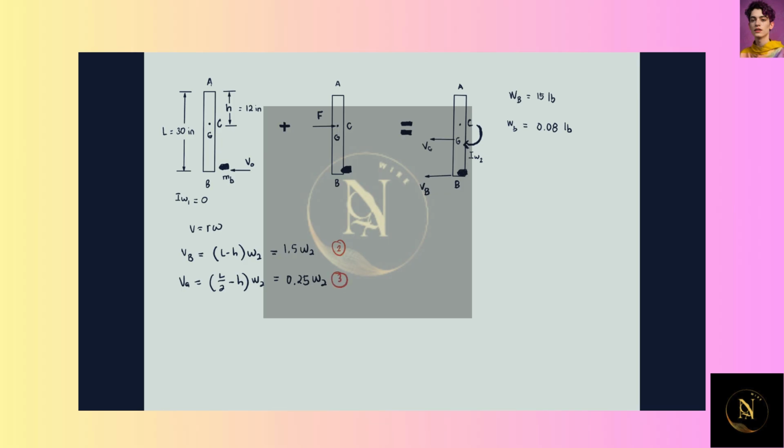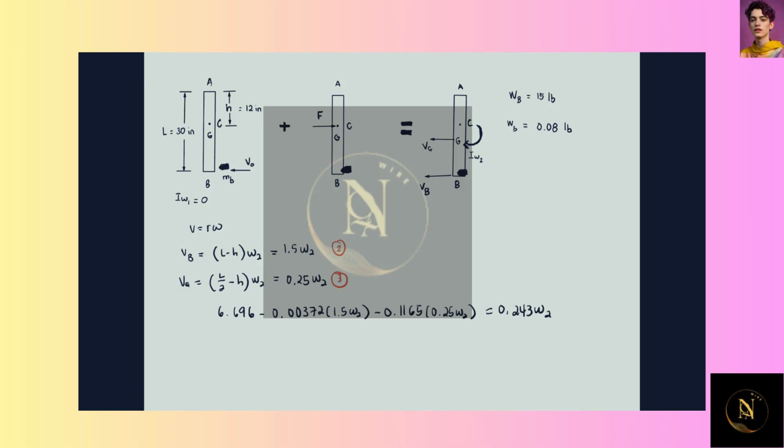Okay, so now that we have 3 equations, we can now solve for the omega. So, substituting equation 2 and 3 into equation 1, we'll have 6.696 minus 0.00372 times 1.5 omega sub 2 minus 0.1165 times 0.25 omega sub 2 equals 0.243 omega sub 2.